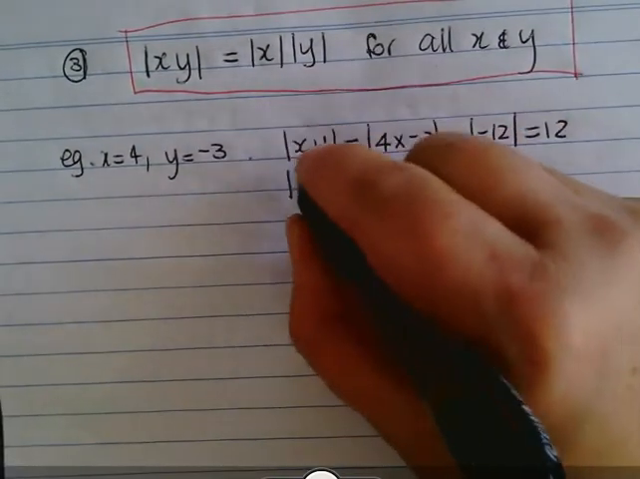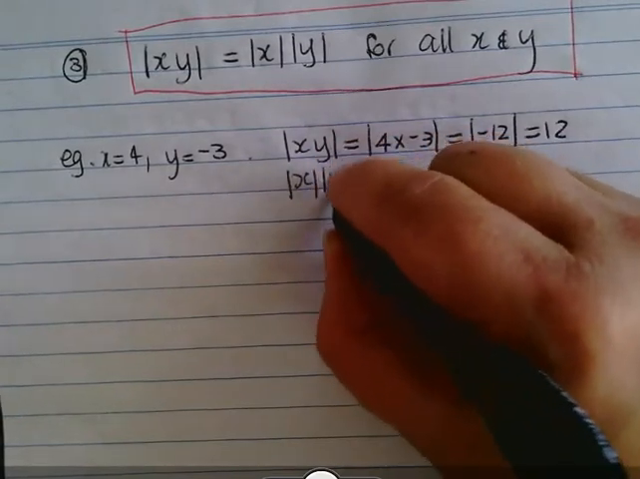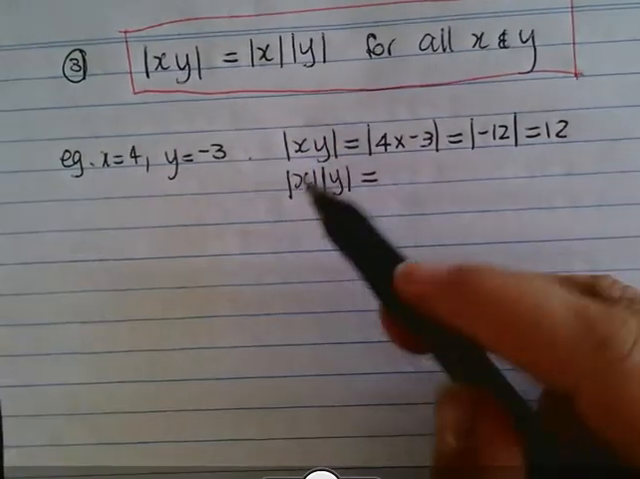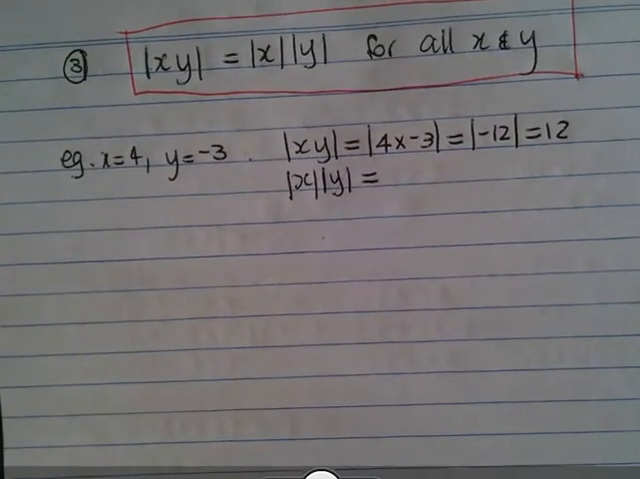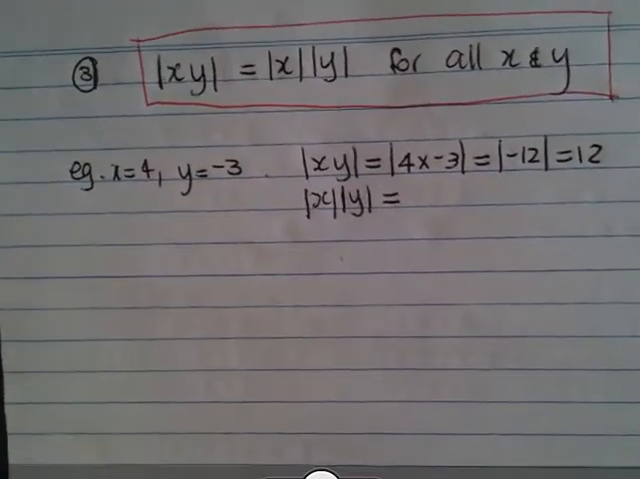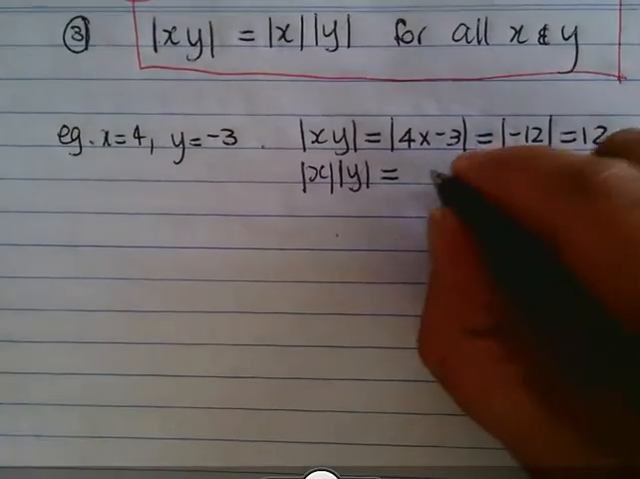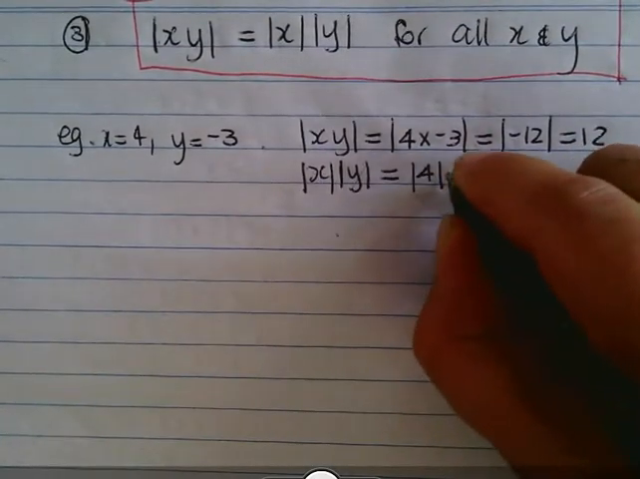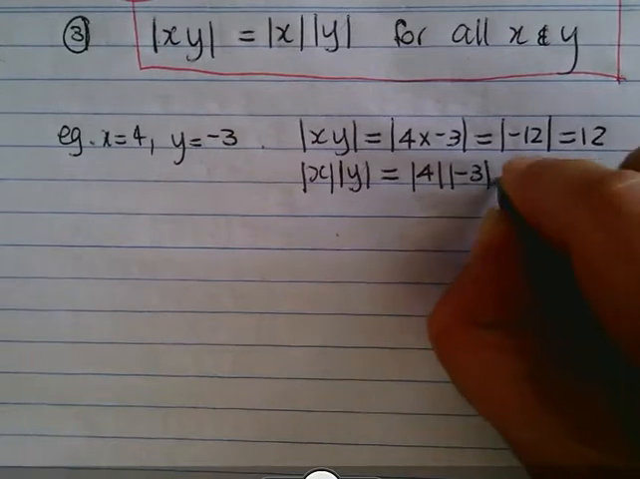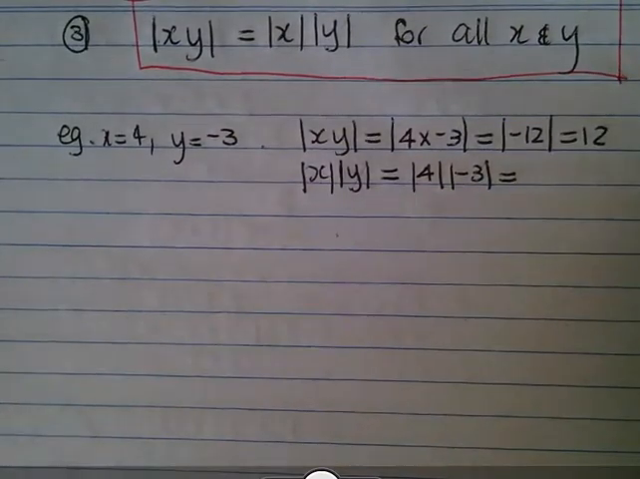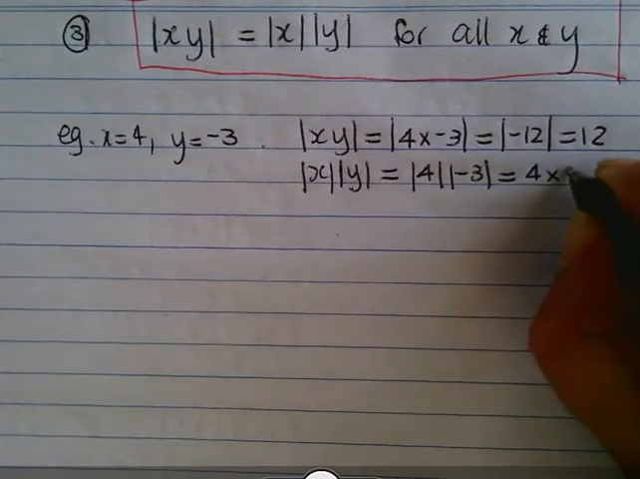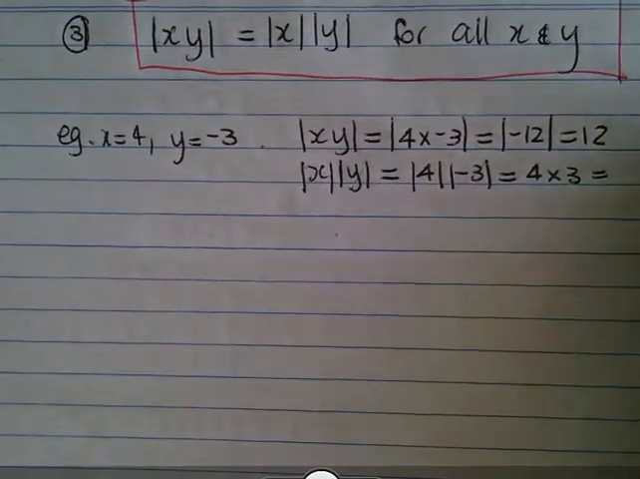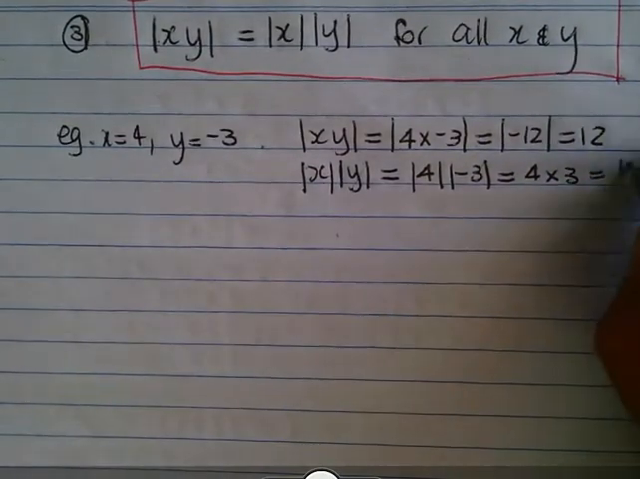And then on my right-hand side, I'm doing the other side of that equation with the 4 and the negative 3. So that's the absolute value of 4 times the absolute value of negative 3, which is what? What's your next step in working? 4 times 3, since the absolute value of negative 3 is 3, which is 12.